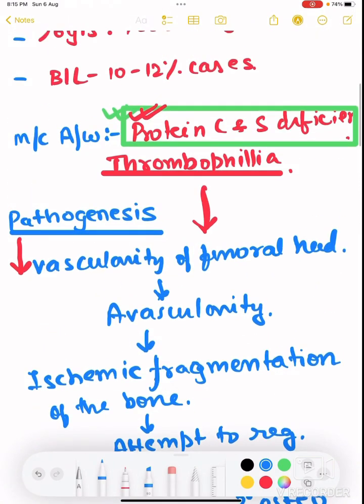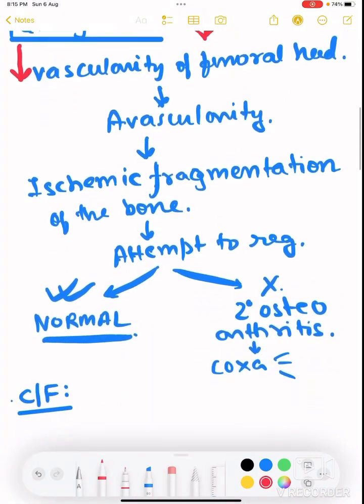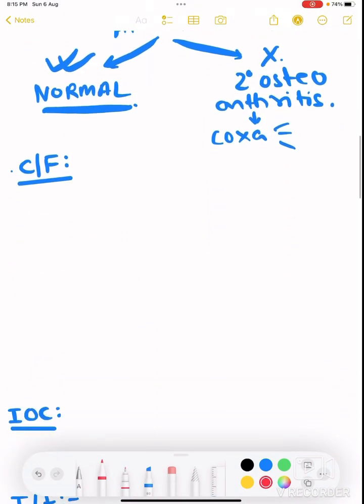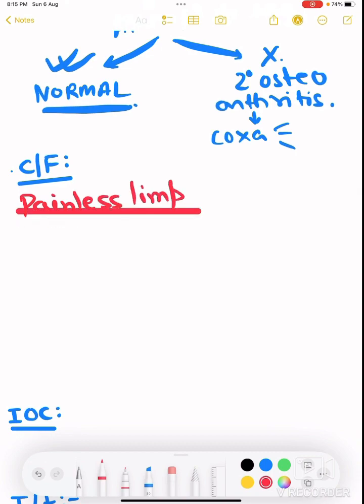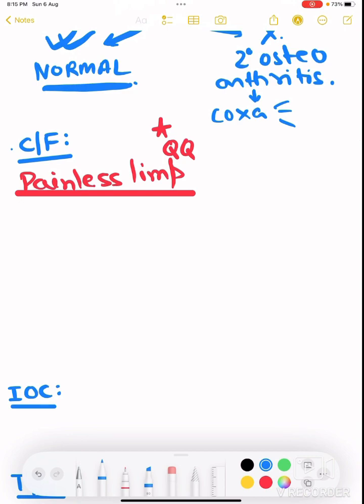So this pathogenesis part was actually not important. What actually is important is your associated part. I just gave you this particular part so that you can understand it well. Now what are the clinical features? Painless limp, extremely important. Always see in the question if there is painless limp or not. It is not painful. It is painless limp after activity.